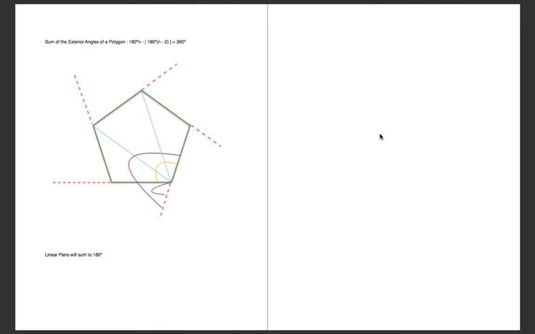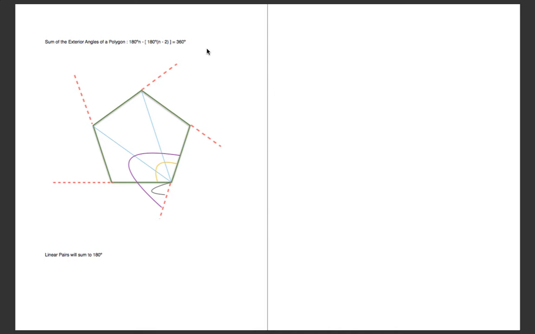Lastly, I was asked to talk about the sum of exterior angles of a polygon. This is not something that I've taught or thought about a lot, or discussed at length outside my mind. But I believe this is a good opportunity to allow students to use their knowledge of linear pairs to prove that the sum of exterior angles of a polygon will always equal 360 degrees.